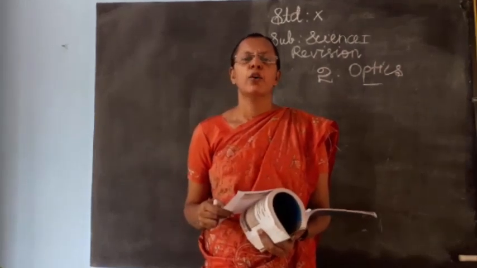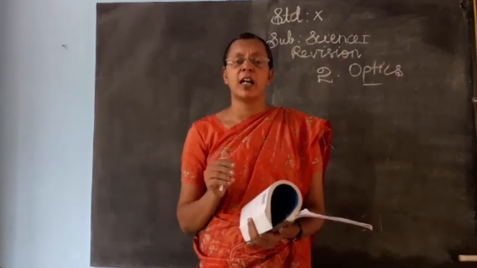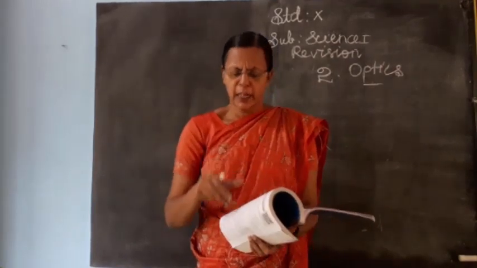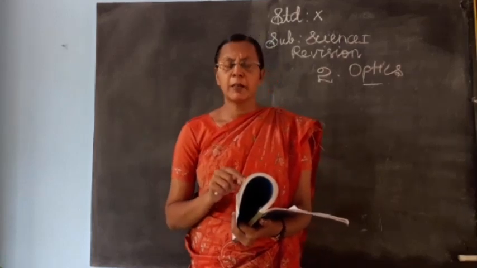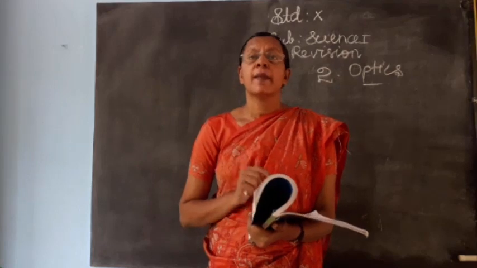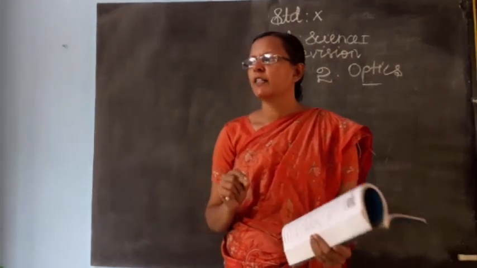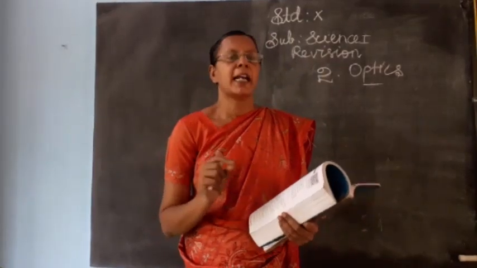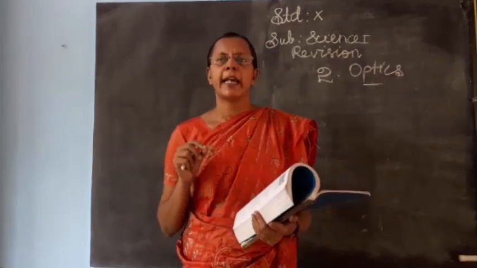Roman number 2, fill in the blanks. Okay, in filling the blanks there are 5 questions. Students, this evaluation is in page number 29. Okay, Roman number 2. Now I am reading. Fill in the blanks. First question, the path of the light is called as ray of light. All of you say the path of light is called as ray of light.